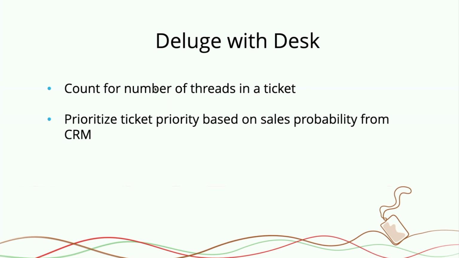One of the things that you can do with Deluge inside Zoho Desk is you can actually create a function that will give you a count for the number of threads in a ticket. Now, thinking about Zoho Desk, some metrics that are usually really important are things like number of tickets and agent rating, their feedback rating, things like that.